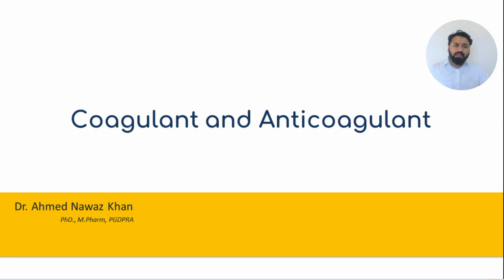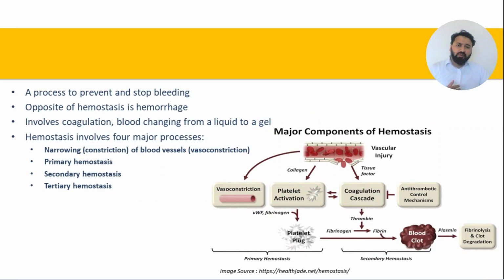So before we start, what are coagulants and anticoagulants, first we should know what hemostasis is. We know that in our body we have blood, and that blood circulates throughout the body. This blood, which is part of the connective tissues, balances between thrombosis and hemorrhage. It also maintains hemostasis.